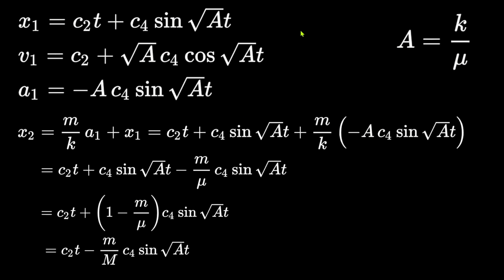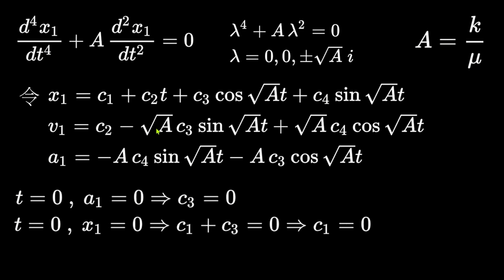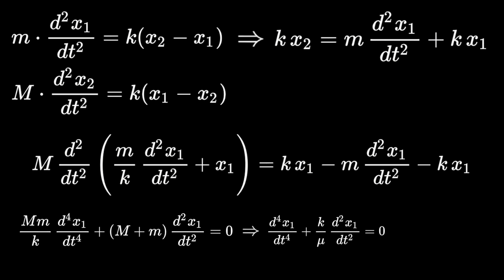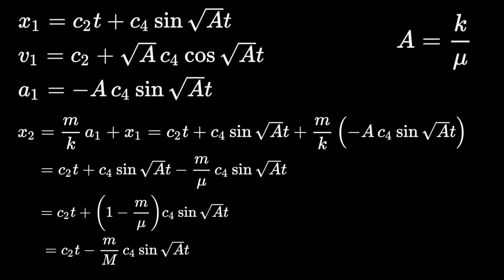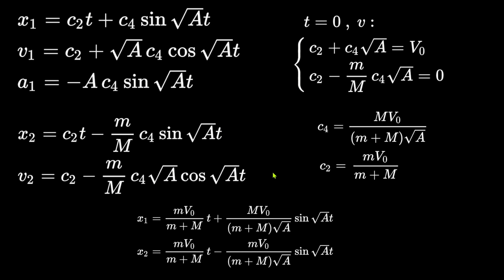Since we already know x2 can be represented by some terms of x1, plug in a1 and x1 that we just derived from above, and make some arrangement, and that will get us the last row of equations. I can feel that we are getting closer and closer to the answer. Using the boundary condition of velocity, we can solve c2 and c4. Boom! We get the equation of motion of the two blocks.